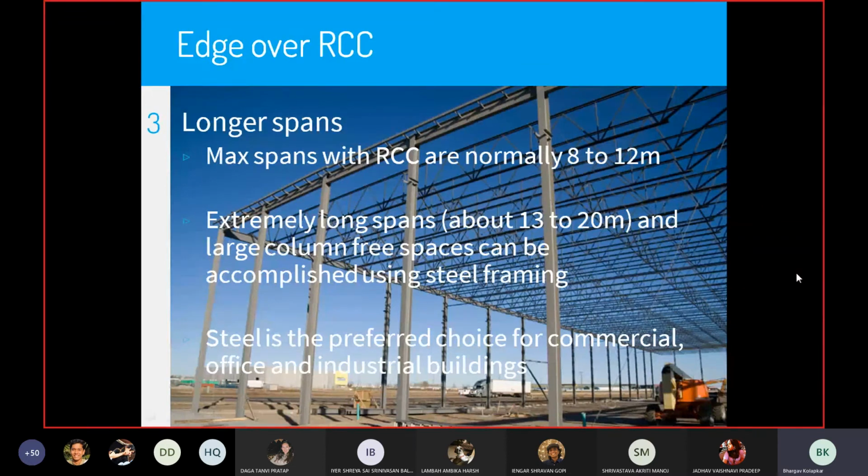Now any thoughts or questions? I noticed that all of the columns are also made of steel. Yes. But then it would be super expensive to make all of the columns of steel too, because I just assume that columns are much more heavy and it's very expensive to construct them in steel.